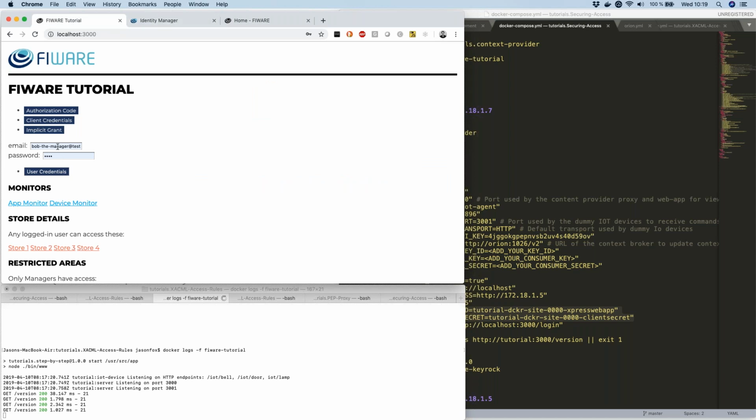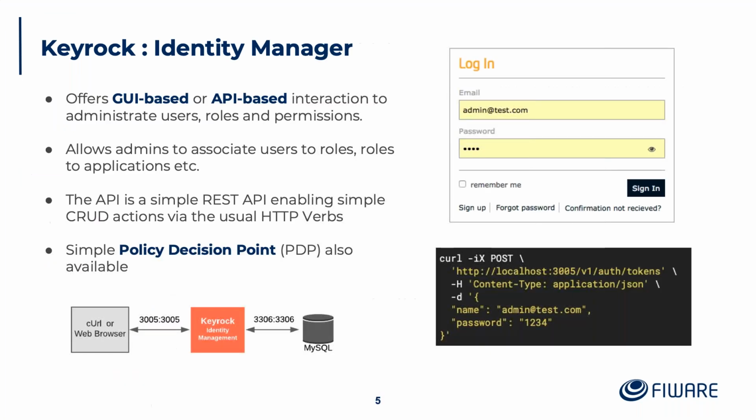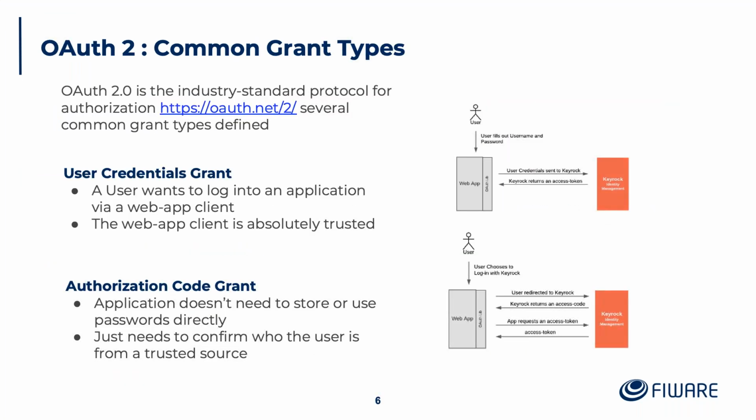So if I have a user, I can log in several different ways. We've got the auth code, client credentials, implicit grant, and user credentials grants. We'll just show what that means. A user credentials grant is the typical thing which I showed at the top of the hour. It's basically the username and password. A user wants to log into an application via a client, and the client has got the information and is completely trusted. So you just fill out your username and password, and it will return something saying, hey, you can get an access token for this.